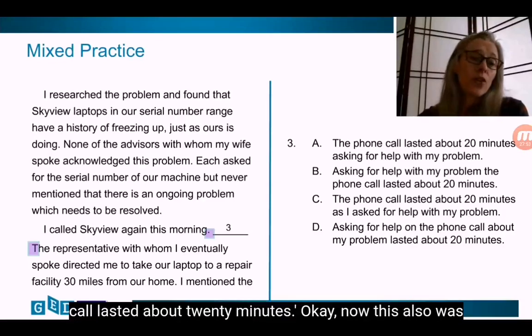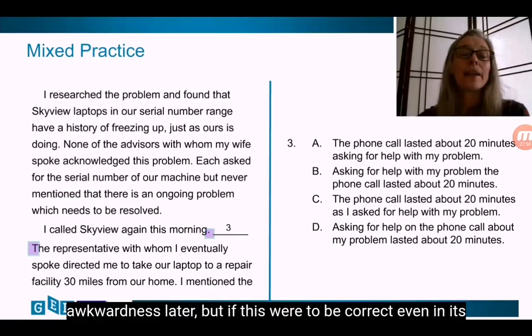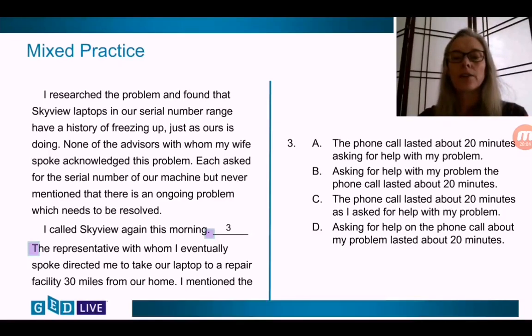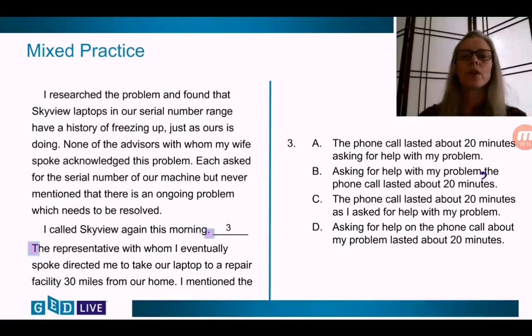Okay, now this is also a very awkward construction, and we'll talk a little bit more about awkwardness later. But if this were to be correct, even in its awkward state, it would need to have a comma right here. Right? And again, we're going to get into commas in a little bit more detail right after this.